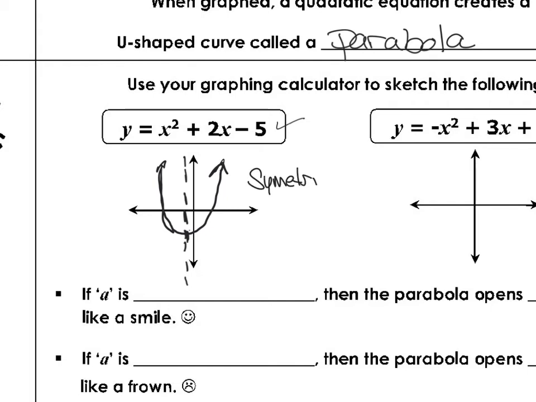And if you'll notice, a parabola is symmetrical. That's probably two M's in there. Yes, two M's. Anyway, symmetrical means that each side is balanced. It's the same thing on one side as it is on the other. Okay? So symmetrical.